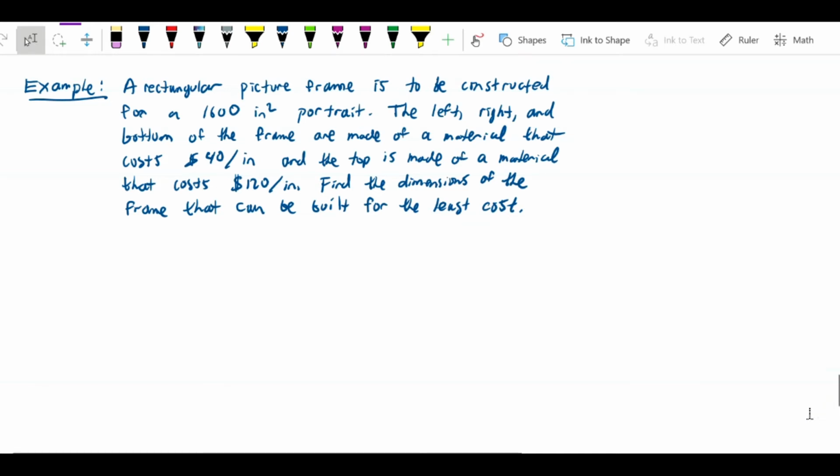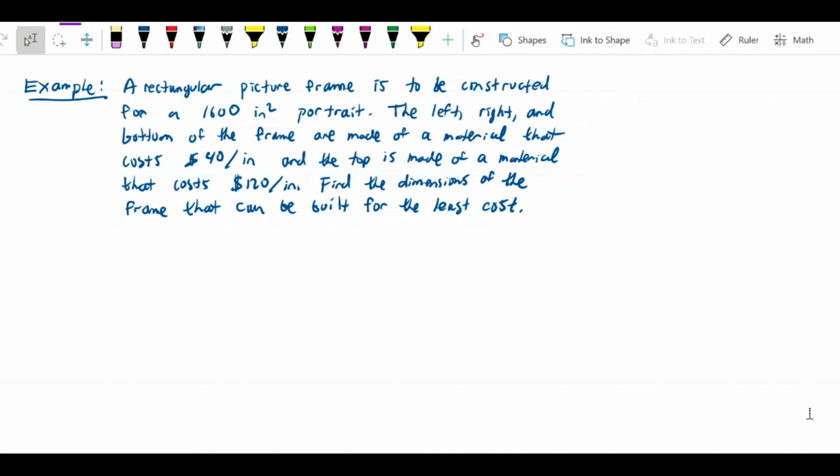So for our next problem, we have the problem of building a rectangular picture frame. As you can see, a lot of these problems involve things like rectangles. Anyway, a picture frame has to enclose a 1600 square inch portrait, a fairly large portrait.